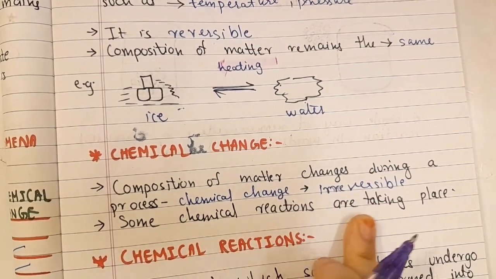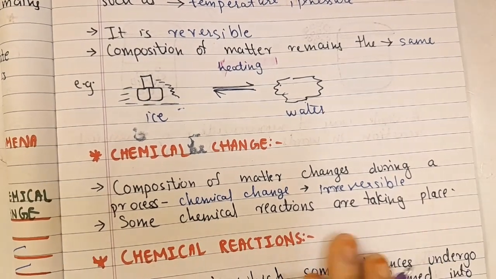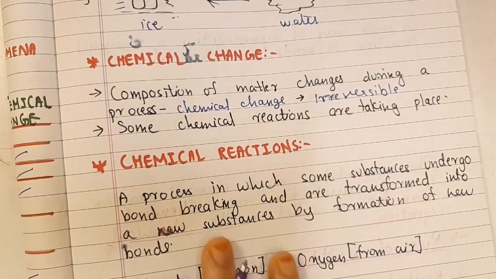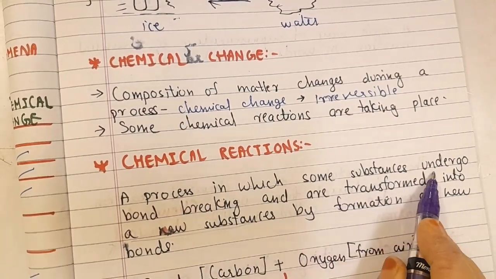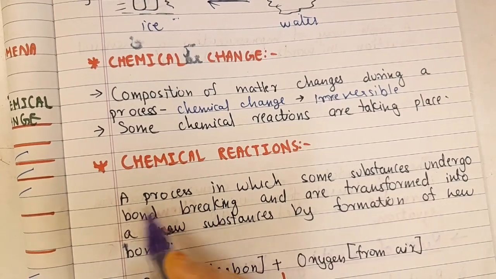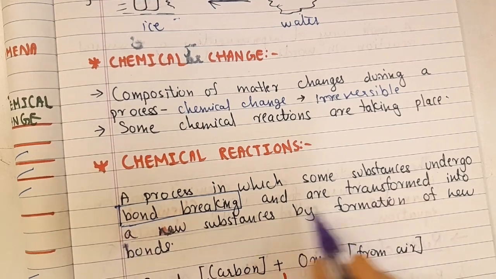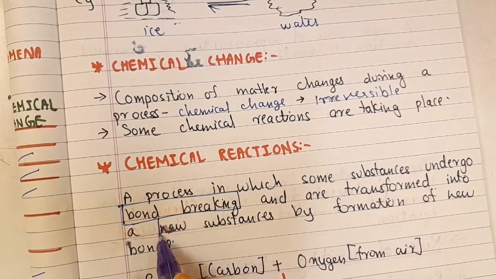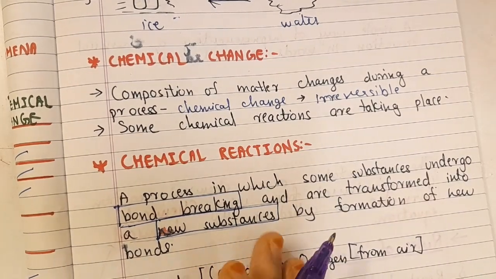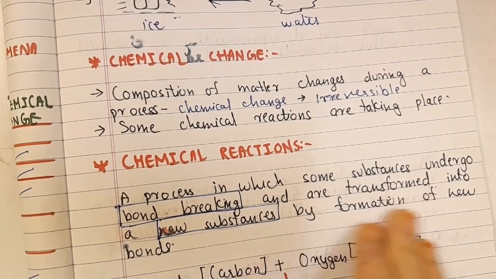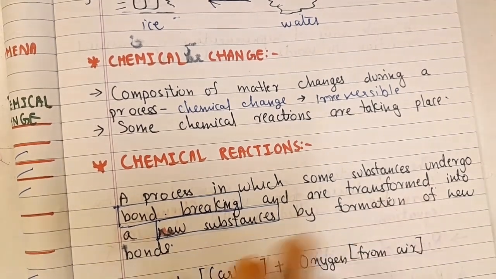And some chemical reactions are taking place in the concerned matter. Okay, now what are chemical reactions? A chemical reaction is a process in which some substances undergo bond breaking and are transformed into new substances. That means by breaking of a bond, new substances will be formed by formation of a new bond. So here bond breaking and bond making is taking place.